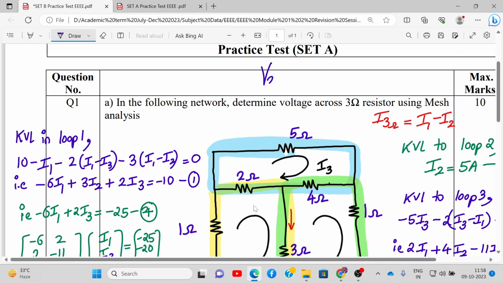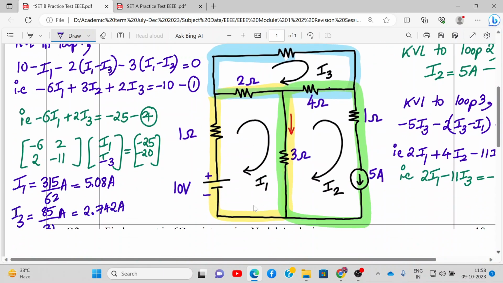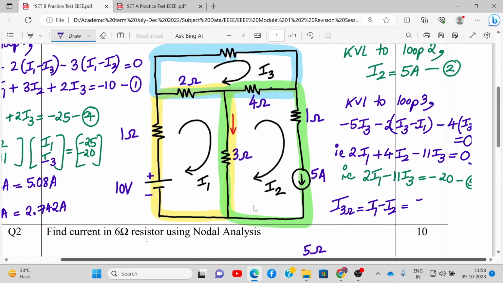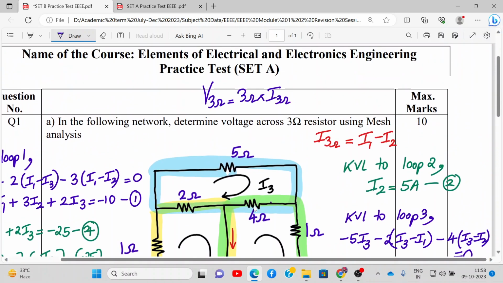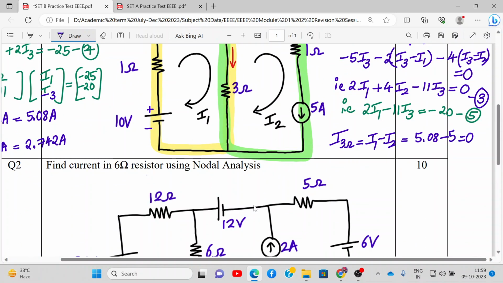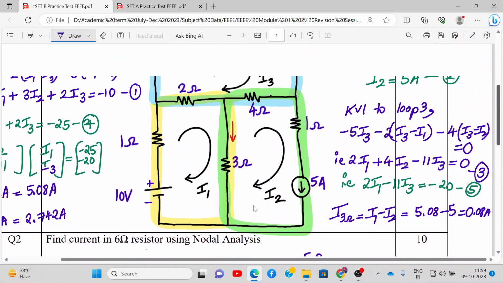So we need to determine the voltage across the 3 ohm resistance. So the voltage across the 3 ohm resistance will be the 3 ohm resistance times the current across the 3 ohm resistance. So we need to find the current through the 3 ohm resistance. So I of 3 ohms will be I1 minus I2. I1 is 5.08, and I2 was around 5 amperes that we got, right? I2 is 5 amperes. So this is 0.08 amperes, I of 3 ohms.